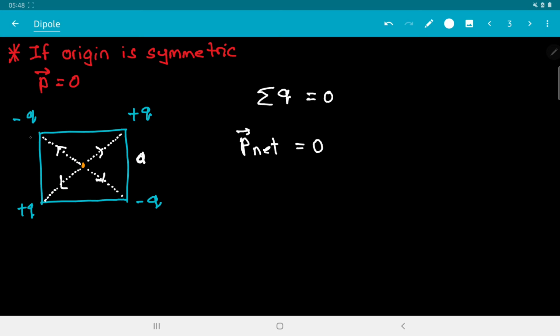We can see this from the directions also. Here the dipole moment is directed downwards, whereas here the dipole moment is directed upwards. If we add them, it will become 0. If we take horizontally, the net dipole moment on the upper side is directed in this direction, on the lower side it is directed in this direction. So whether we take horizontally or vertically, the net dipole moment we are going to get is 0. So this result will be very helpful. That is, if the origin is symmetrical, that is, the same charges are present in opposite directions, then the net dipole moment will be 0.